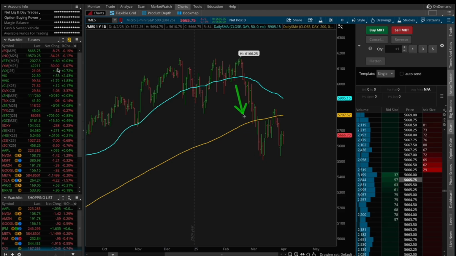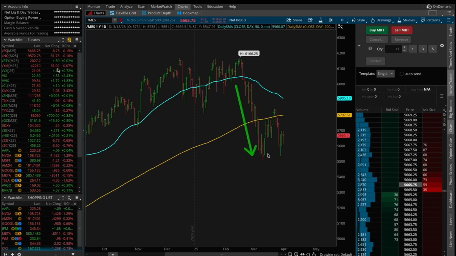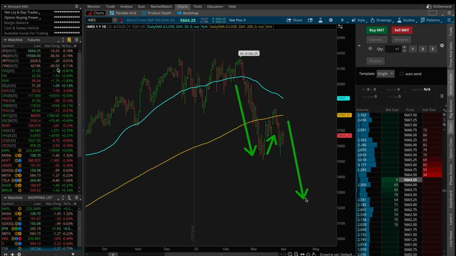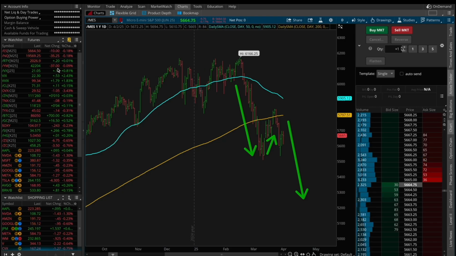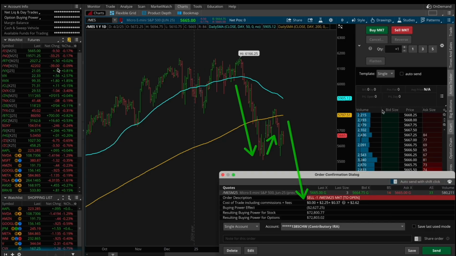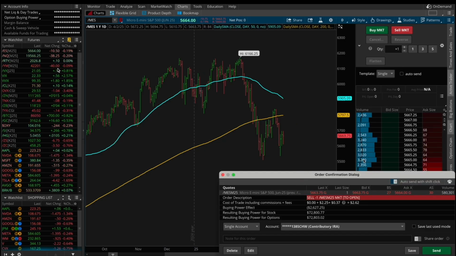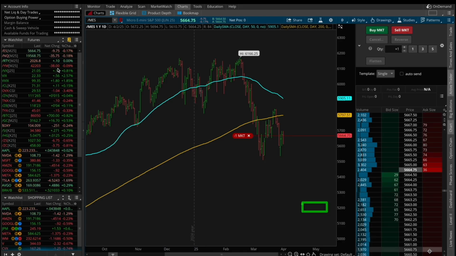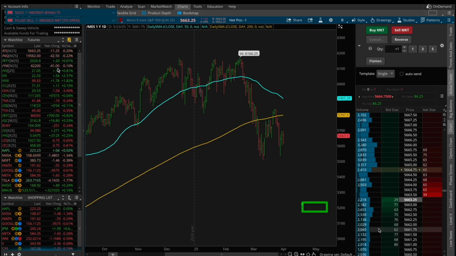I'm in my IRA account here, and we can see that the S&P 500 has sold off dramatically over the course of the last month. We've recently bounced, and it looks like we're giving up that bounce today. So my assumption is that the market is going to go down, and I have other positions in my portfolio that are long. So let's just put this trade in and see what happens. We can see here that the buying power requirement is a little over $2,600 to put on that trade.